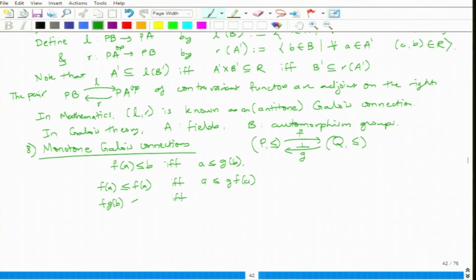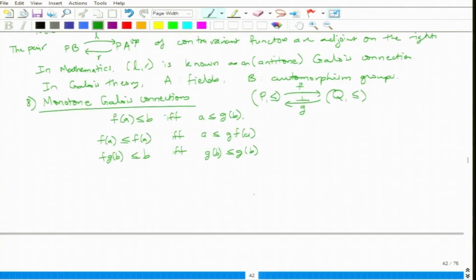FGB is less equal B because GB is less equal GB. This is also true. Okay, now we have to give names to these things in general adjunctions, because this is not just specific to this particular monotone Galois connection example, but this always happens.